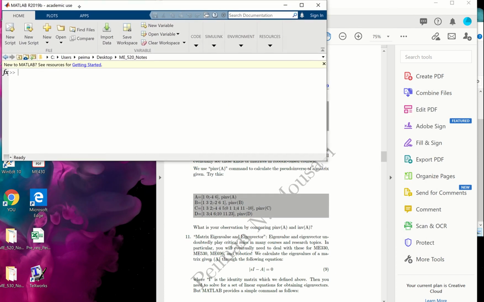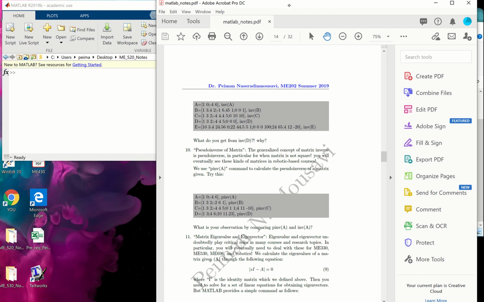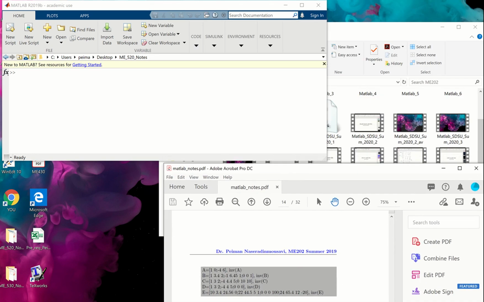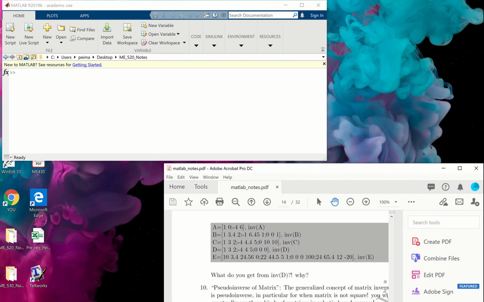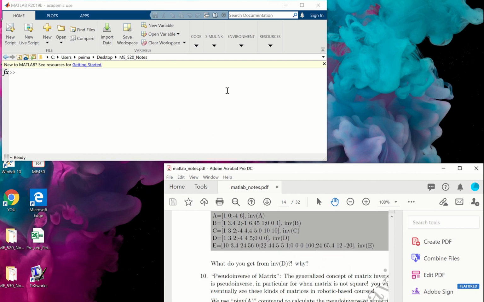Let me move this here because I want to make it bigger. So if you remember, in the previous class we said that matrix A is equal to 1, 3 and 3, 4, 5 and 9 and 8. That's right. So what is our matrix? It's a 3 by 2 matrix.